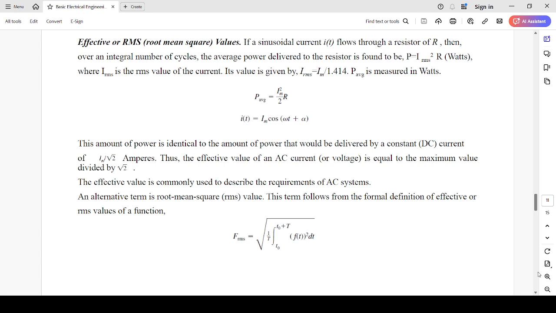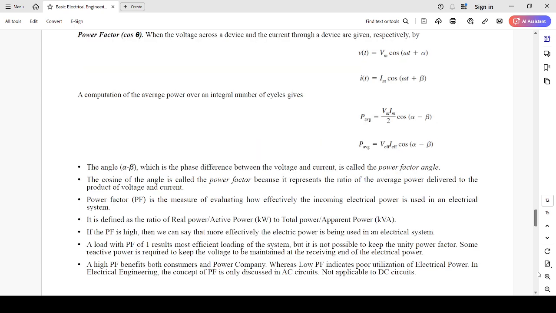The formula to calculate the RMS value is the square root of the integral of i(t) whole square into dt, divided by its time period. The time period you will be choosing, whether you are taking 180 degrees, one cycle, a half cycle, two cycles, three cycles, and so on. The next important term is the power factor.